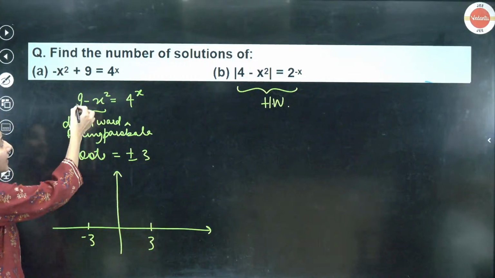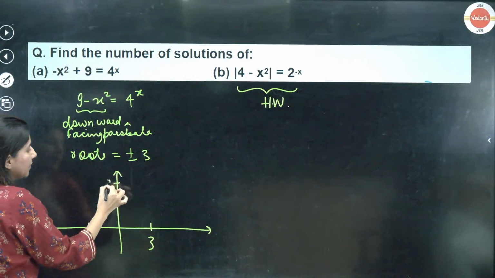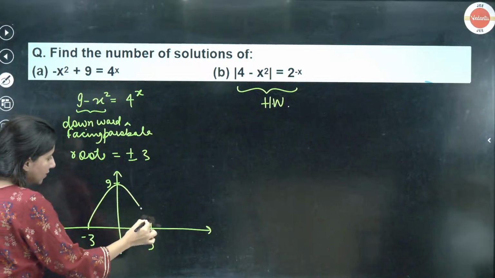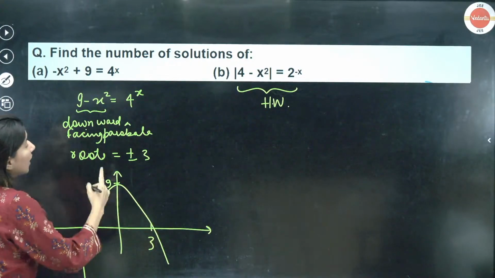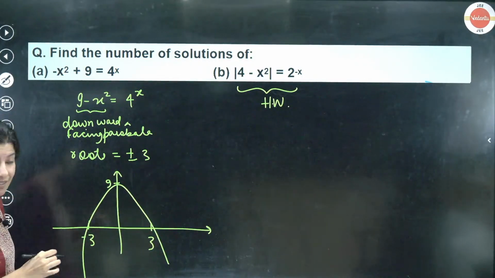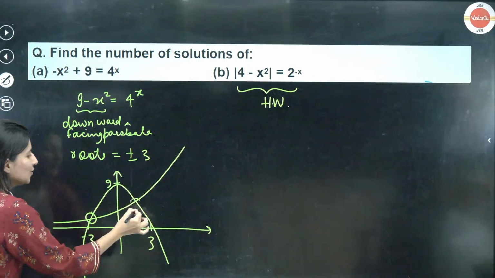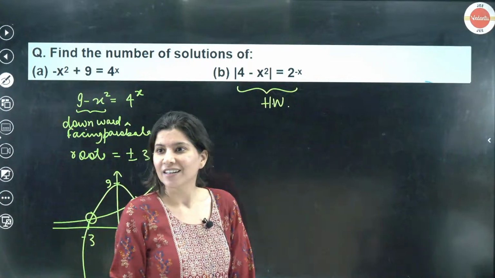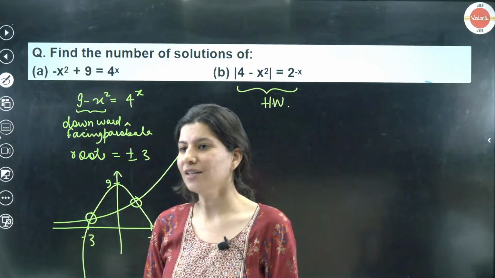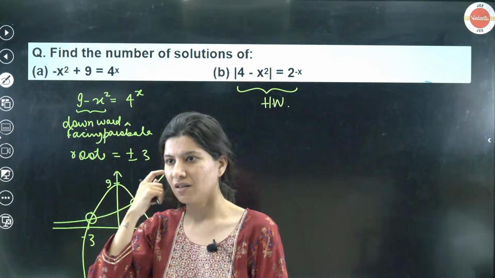The moment you put x equals to 0, it will become 9. So this is how your parabola will look like. And now this is 4 raised to power x. Tell me how many solutions, easy peasy or not. So 2 solutions, 2 solutions, right?